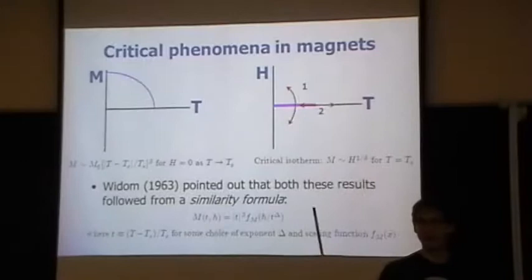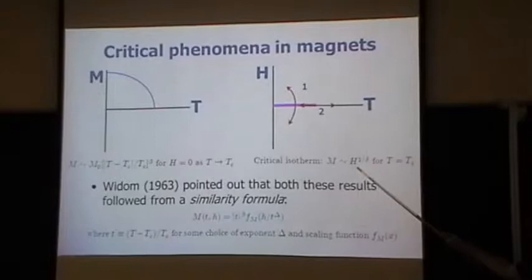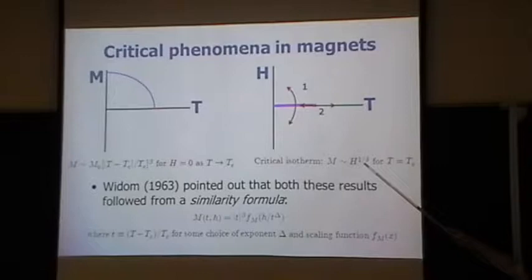But strangely, at this critical point, right here, that linear response theory breaks down. The magnetization is not proportional to H at TC. It goes as H to some power, which is conventionally denoted as 1 over little delta. So that's the breakdown of linear response theory.